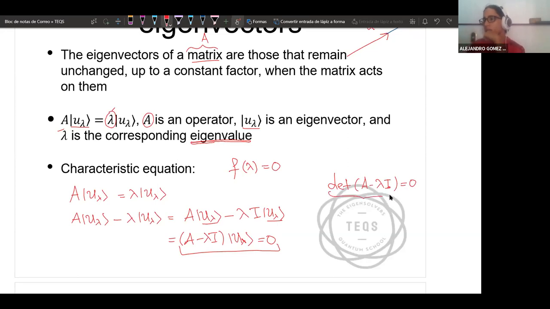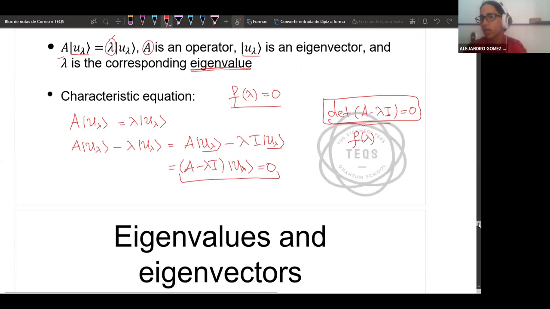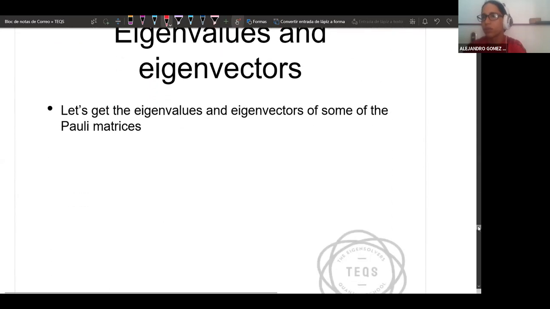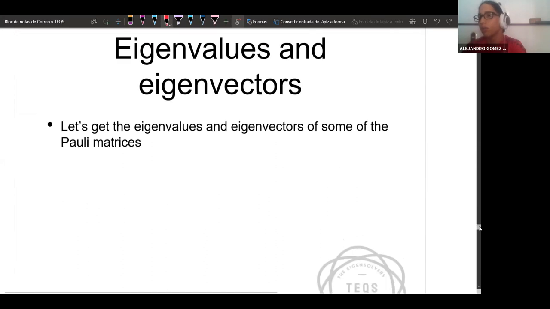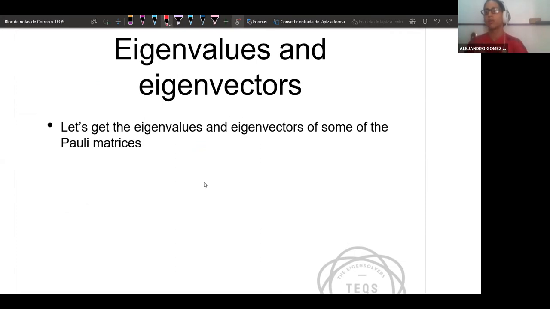So this is in fact the function F that we were looking for. And our characteristic equation is this one. Our function is the determinant of the operator minus lambda times the identity. Okay, so that is the characteristic equation. We can make some examples using the Pauli matrices we saw before. But first, I want to give you a trick to compute determinants or characteristic equations in 2x2 matrices.